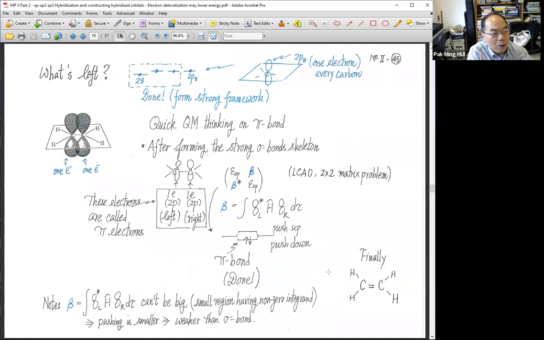So here we will finish off the pi bond portion of the discussion. So after doing the skeleton, remember that for each carbon, there's still 1 electron in the PZ. This plane is what we discussed. This is the XY plane. We are done with this, forming the skeleton.